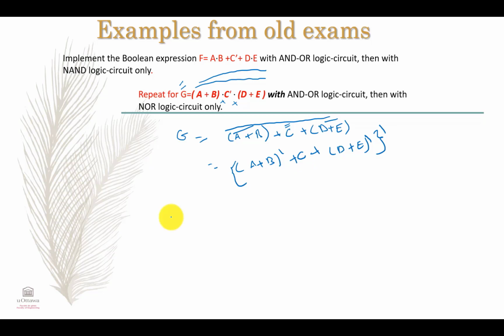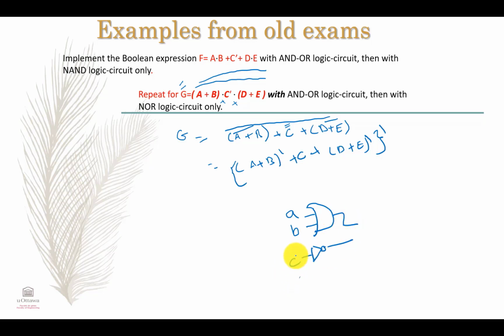Now I can follow the steps for doing it without thinking. What I have to do first is draw the implementation of function G using the fundamental AND-OR logic circuit. So I have A and B, both of them are ORed, and I have C prime, so C is inverted.